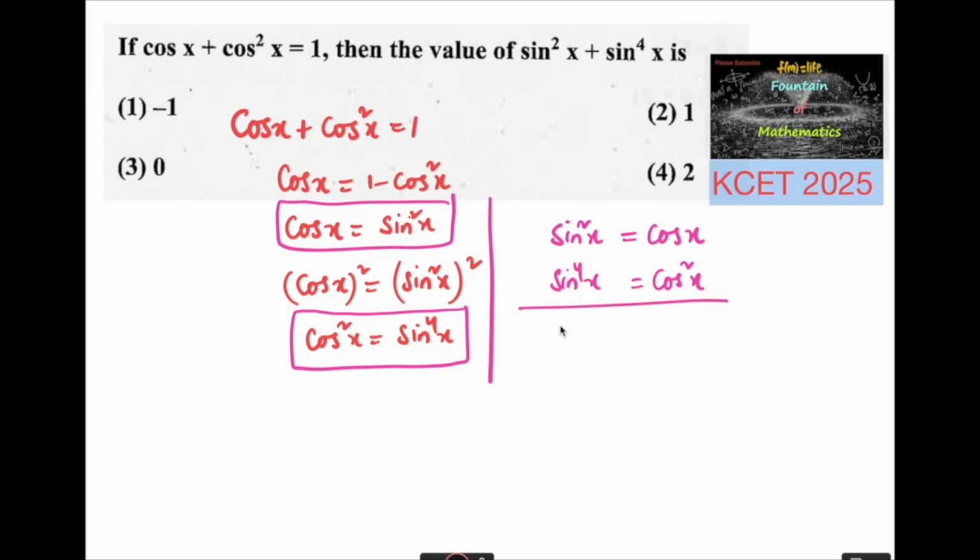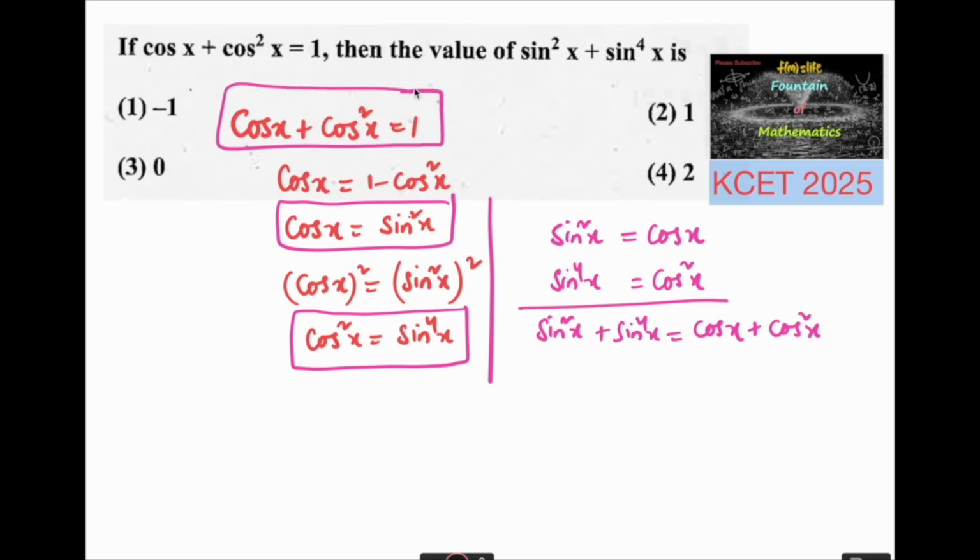So adding both, sin square x plus sin power 4x is equal to cos x plus cos square x. So according to the question, cos x plus cos square x is 1. And hence we can say sin square x plus sin power 4x value is 1, which is option 2.